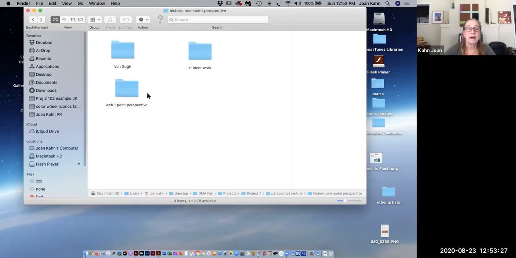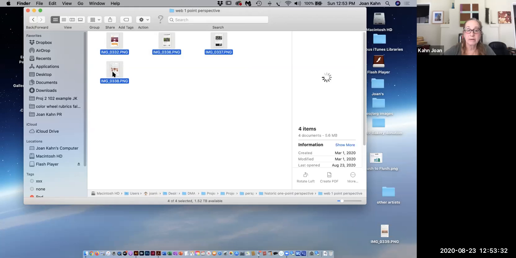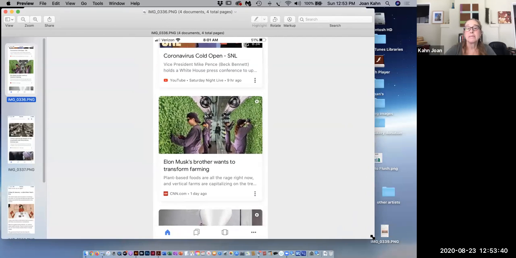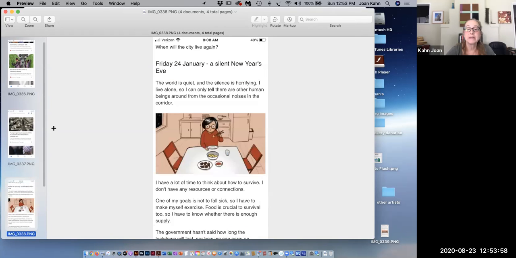Let's see. I looked online and came up with a few examples that I had seen also online, just to show you that in magazines, articles, online writings and photographs. Here's one, a photograph where this is 1 point perspective. Another picture here, 1 point perspective is being used. Another one, 1 point perspective. A drawing.